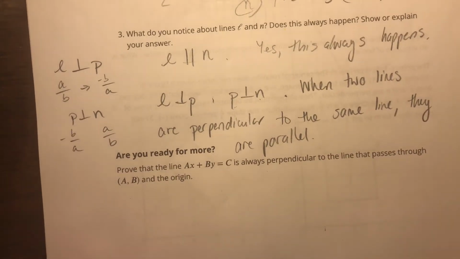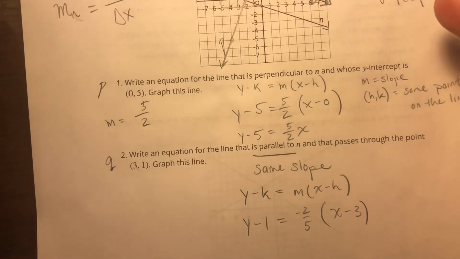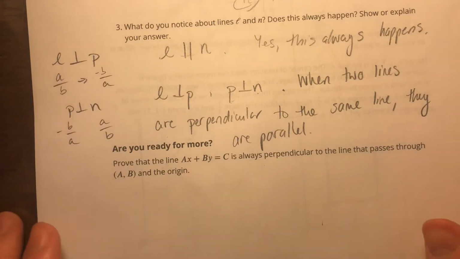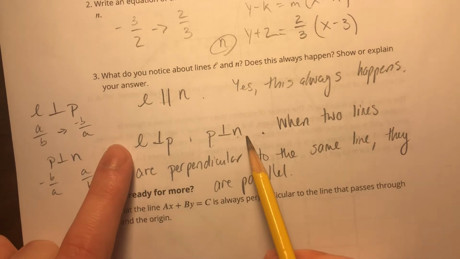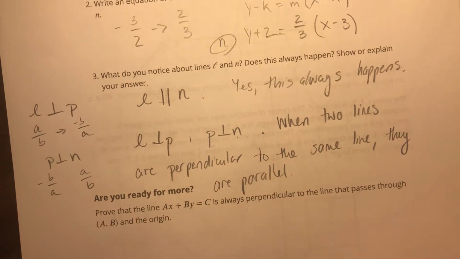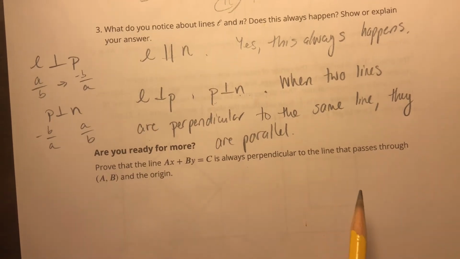Okay, so that actually is a little bit different than what we said in the do now. In the do now, we said when two lines are parallel, they're perpendicular to the same line. Now in this problem, we're saying when two lines are perpendicular to the same line, they must be parallel. They're sort of converses. Remember, converse means saying the same sentence in a different order.